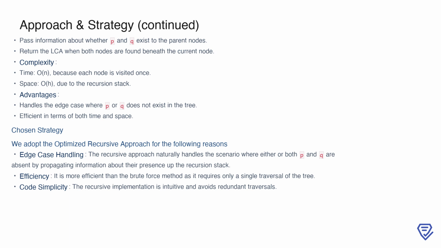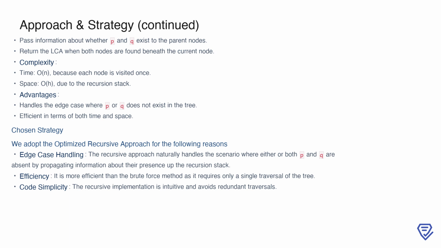In the optimized recursive approach, we use a depth-first search where each recursive call returns critical information to its parent node. Specifically, it tells whether P or Q has been found in the current subtree. When both nodes are located beneath the same subtree, the current node becomes the LCA. This approach is highly efficient, as it requires only a single traversal of the tree, achieving a time complexity of O(n). The space complexity remains O(h), where h is the height of the tree, due to the recursion stack.